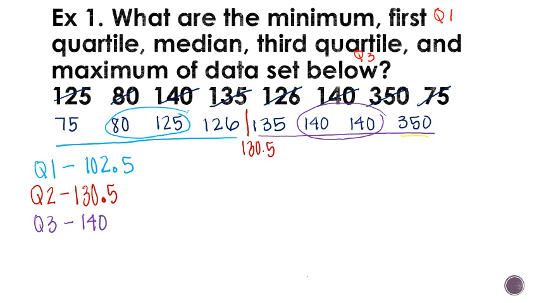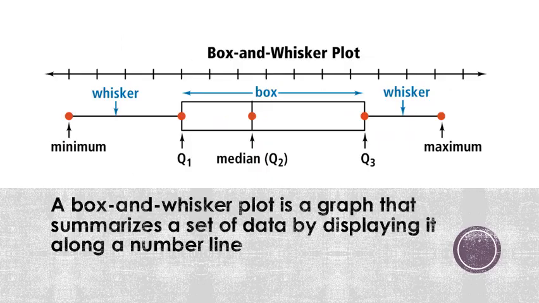Now they also ask you for the minimum and the maximum. So the minimum is 75 and the max is 350. Alright, so for the next example, we're going to go ahead and put all this data together and make the box and whisker plot.